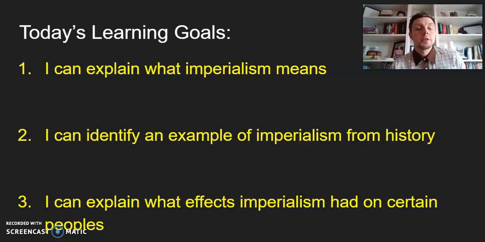Okay guys, let's look at our 3 goals for today's lesson. Number 1, I would like you to be able to explain what imperialism means. Number 2, I want you to be able to identify an example of imperialism from history. What that means is I want you to be able to tell me what is an example of a country that built an empire and used it to exploit for its benefit. Number 3, I want you to think about what effects imperialism had on certain peoples.